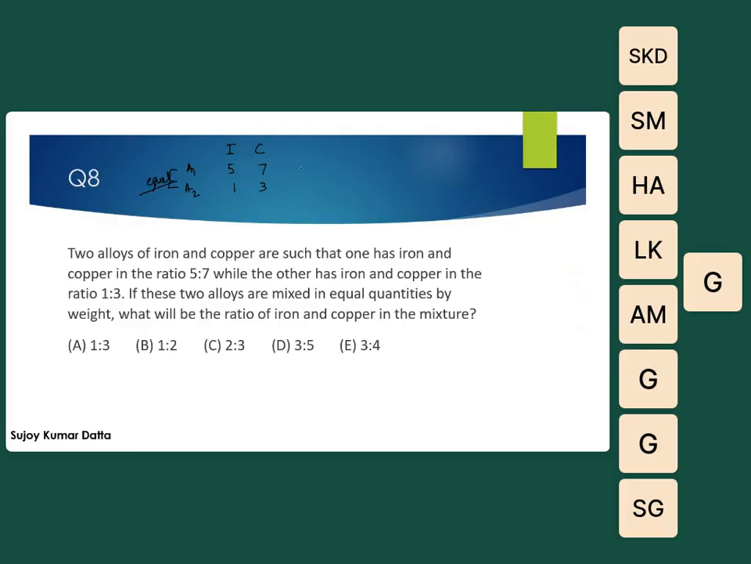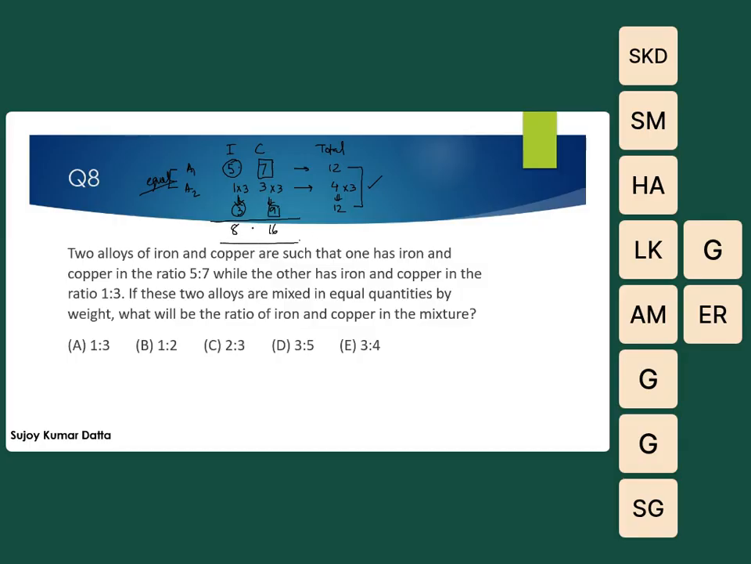But here, if I look at the total, 5 plus 7 is 12 and this is 4. They are not equal, right? One is 3 times as big. So to make them equal, just multiply by 3. So this now becomes 3, 9, and 12. Now they are equal as they should be. Just add them: 5 plus 3 is 8, and 7 plus 9 is 16 copper. So the ratio 8:16 is 1:2. So that is the second option.